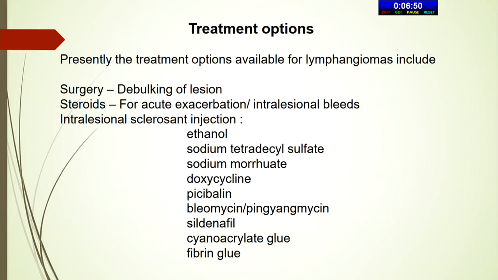And the various sclerosing agents have been used over time historically, which are listed here. I think you're all familiar with most of them. And now picibanil is supposedly one of the best agents, but the problem is that it's expensive and it's not available. You have to import it. Whereas bleomycin and its derivative pingyangmycin we found them equally effective. They are cheap, they are easily available here, and they are very good for our patients. So in an Indian scenario, we found bleomycin to be a good substitute for the other agents. And recently, of course, sildenafil and then cyanoacrylate glue for the superficial lesions and fibrin glue for the deeper lesions have also been tried.